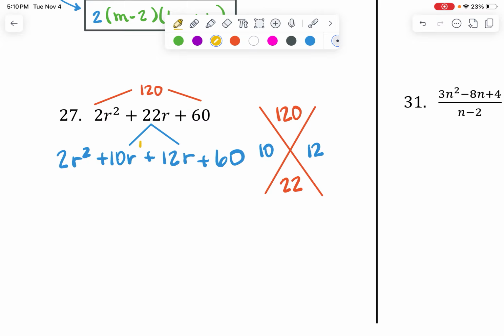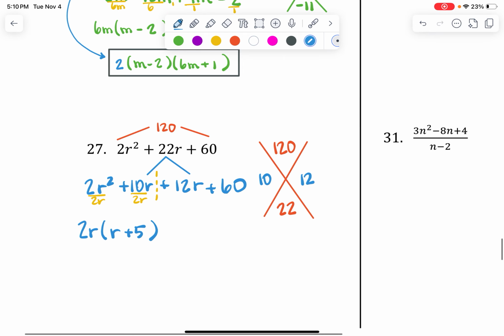And now I can just split it down the middle and GCF. So let's see, it looks like my first 2 terms have a 2r in common. So I'm going to divide out the 2r from each term to see what's left. And it looks like that's going to give me r plus 5.